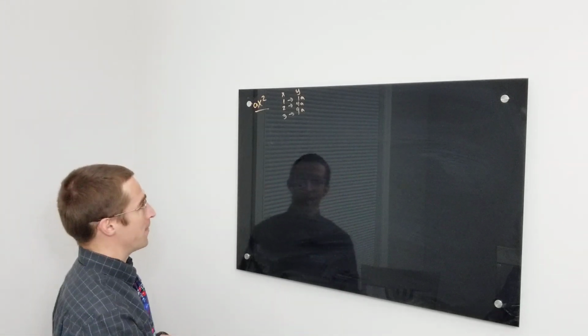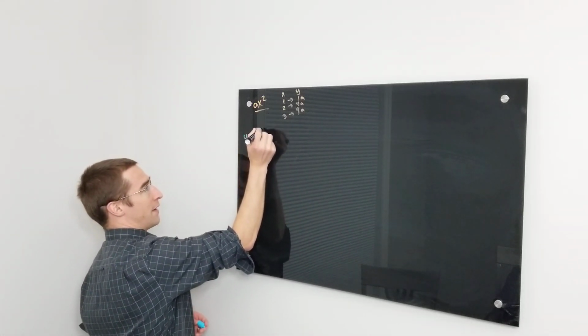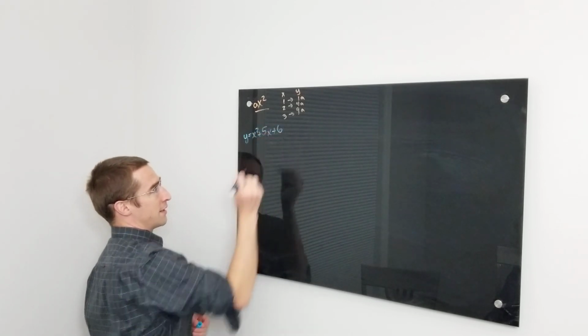Okay, so here we have y equals x squared plus 5x plus 6.